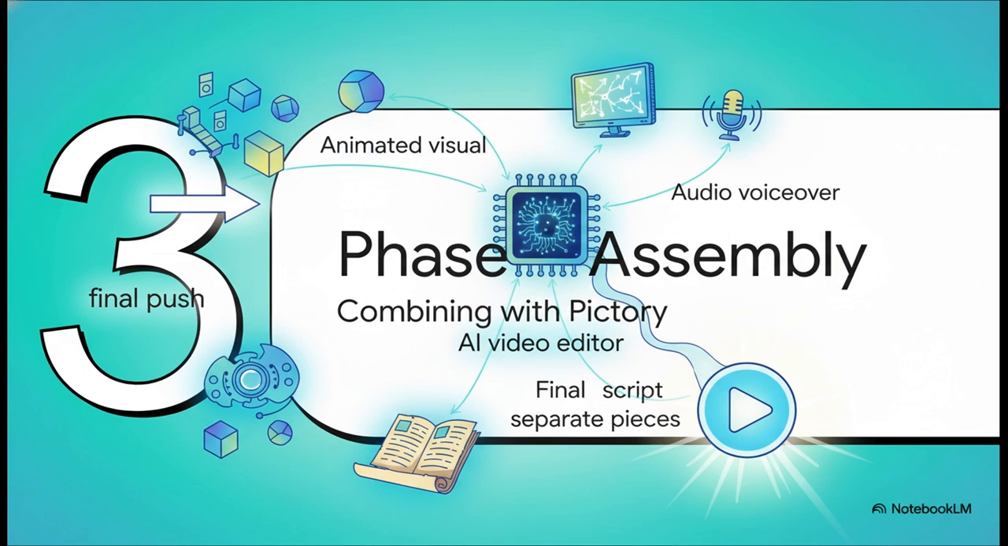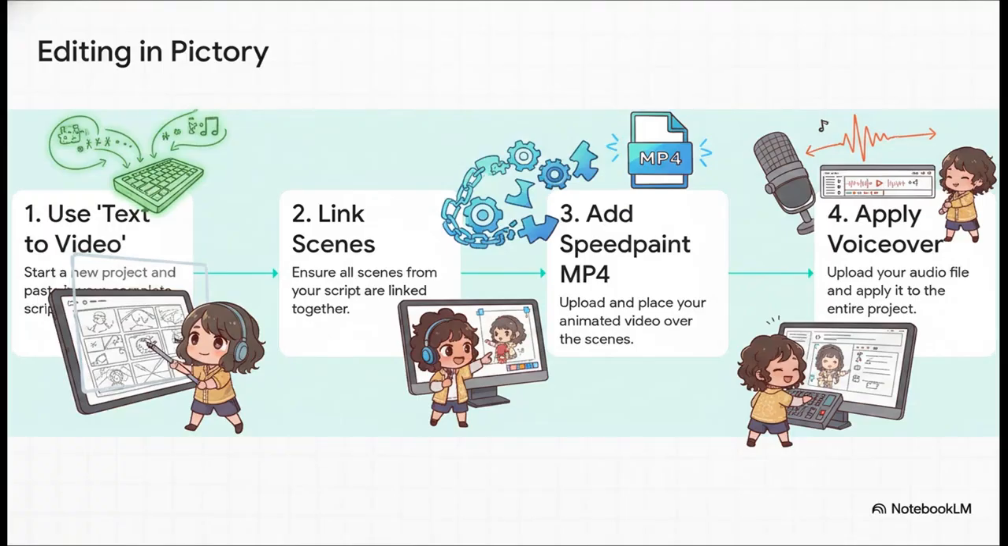Phase 3 is the final assembly. This is where we bring all those separate pieces together into one slick, finished video. And for that, we're going to use an AI video editor like Pictory. So inside Pictory, you'll kick off a new project using the text-to-video option and just paste your script in.